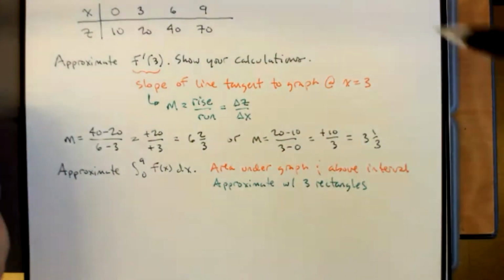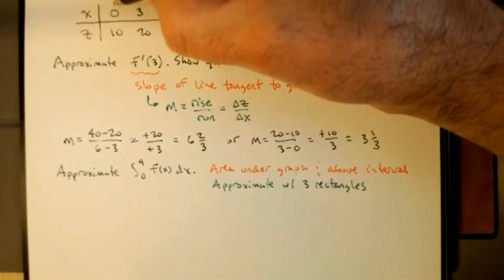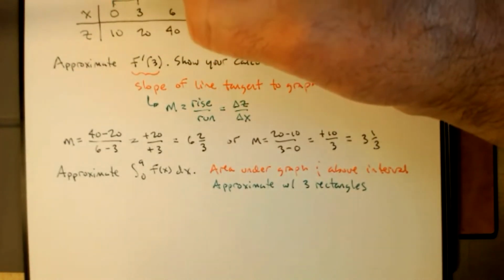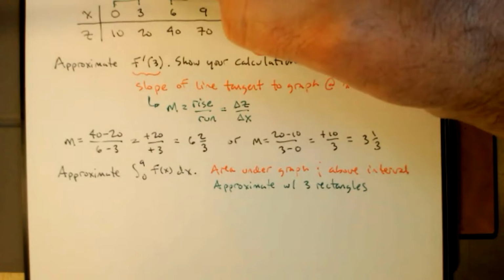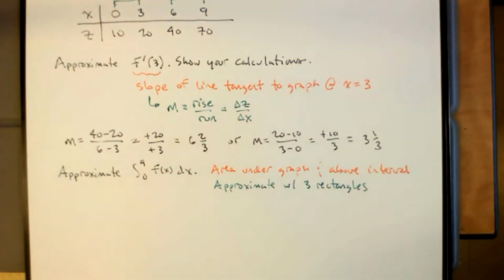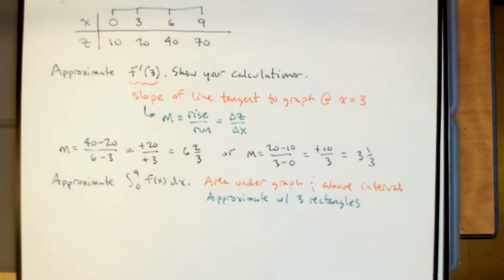So here are our three rectangles. When x goes from 0 to 3, then 3 to 6, and then from 6 to 9. There's our three rectangles.